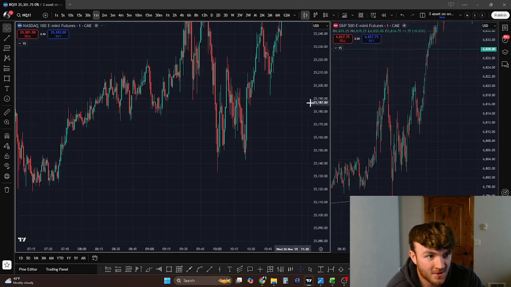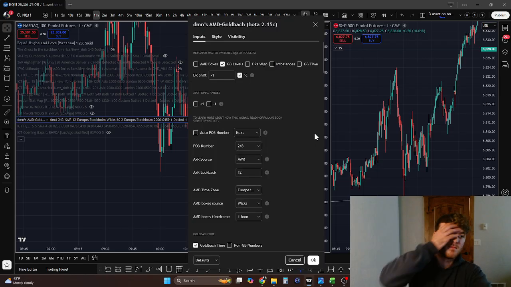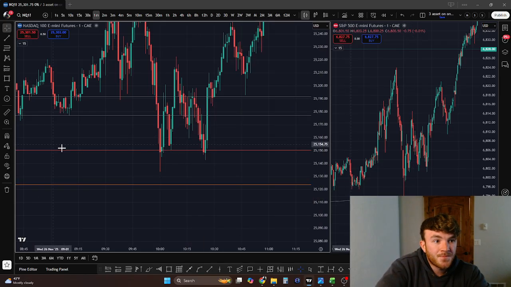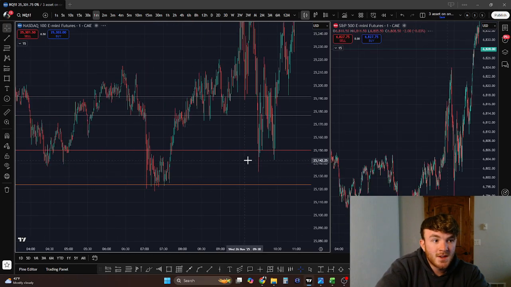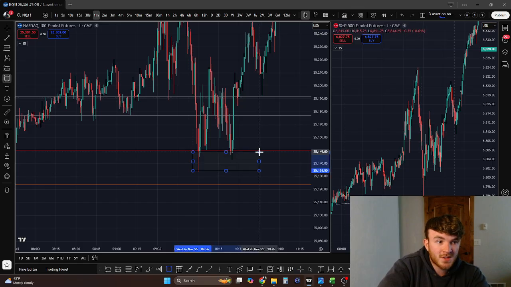So check this out, right? Here's our dealing range. So get this indicator. Watch my video on gold block if you haven't watched it. But here you can see that rejection block forms at the low of the dealing range. You want to see the rejection block form at the low of the dealing range. This is exactly what I'd want to see. The rejection block forms at the low of the dealing range.